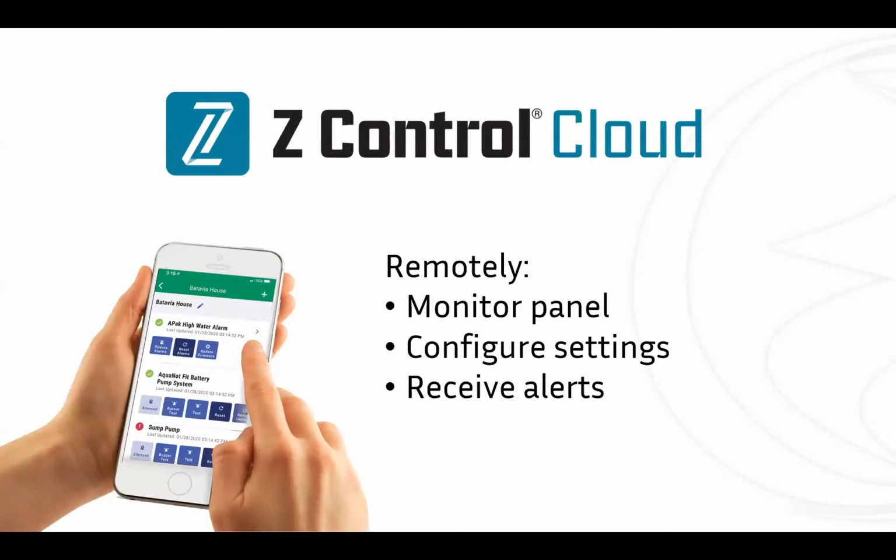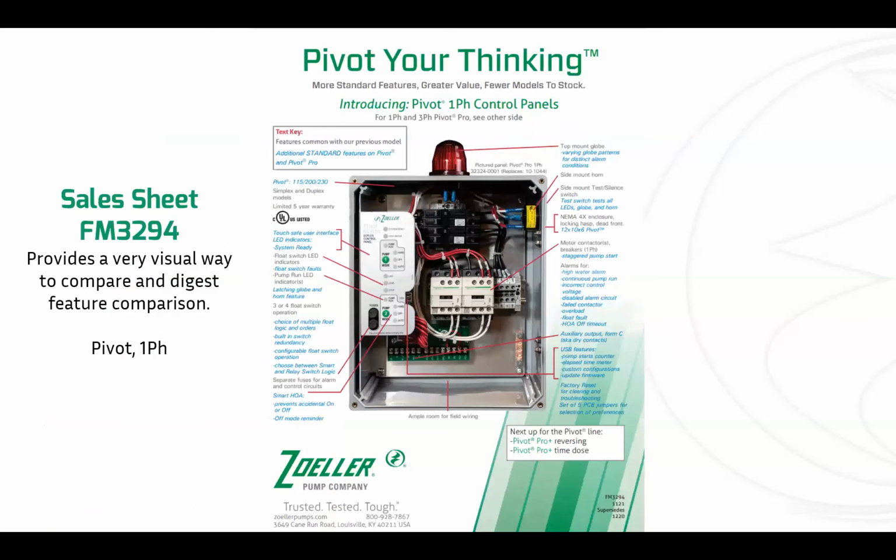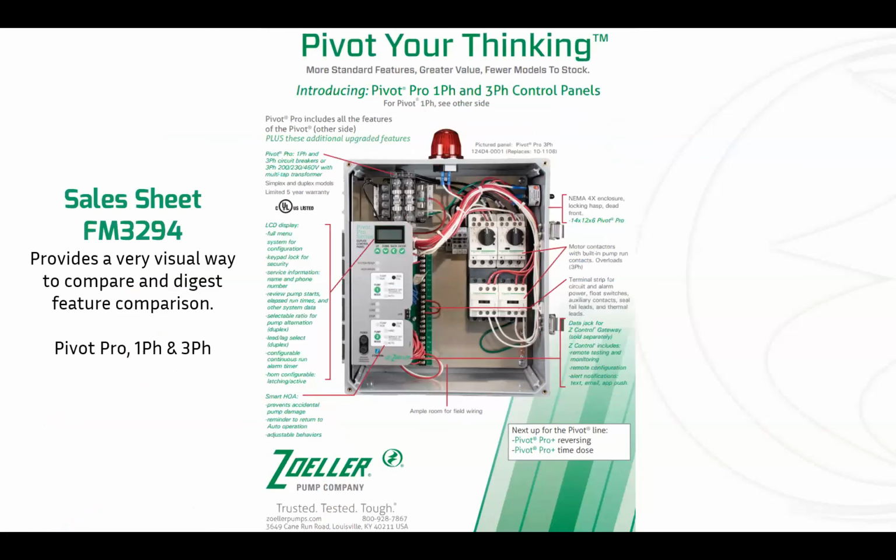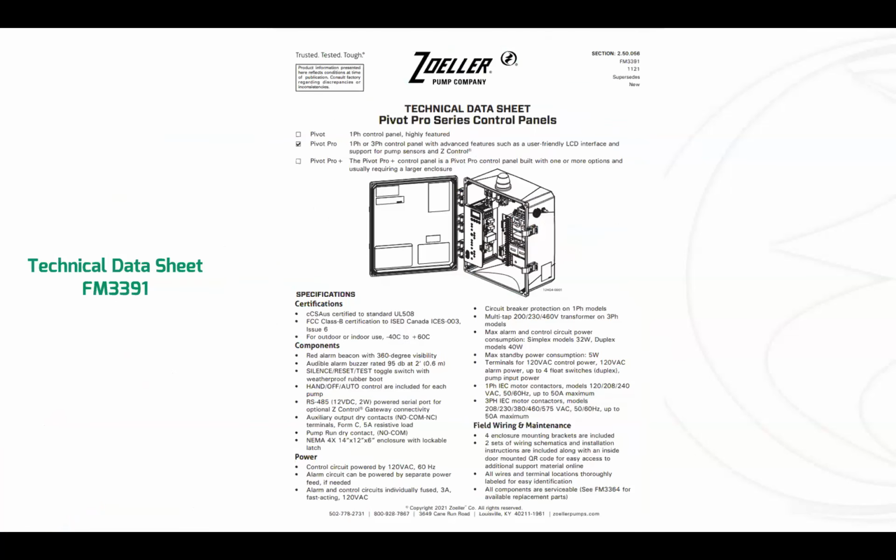I know we're short on time. I'm gonna scream through these last few slides here. The cloud, we do have a mobile app, so you're able to use a mobile app or a mobile friendly website, either way. Lots of literature out there. I assume you guys have access to all this, and if you don't, just let me know and I'll make sure you do. Sales sheets on Pivot on one side, Pivot Pro on the other side. Tech data sheets, as we call them. These are a little more technical in nature, more for the engineering crowd.